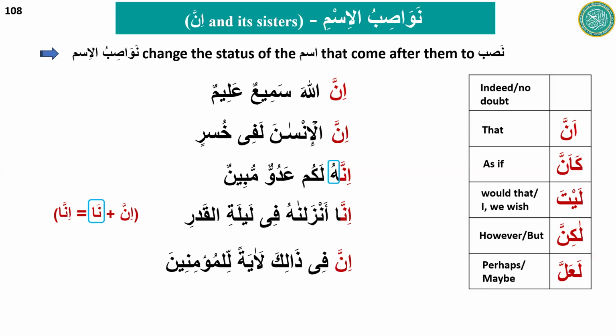But nasib and its mansoob ism, they can be far away from it. There can be other words which can come in between. Like in this case, there are three words that have come in between inna and its mansoob ism. Fi is the first one. Zalika is the second one. La is the third one. Ayatan is the ism which is in nasab status because of inna.